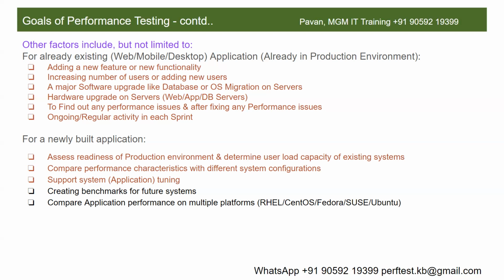Now, suppose one application is newly developed and the client is interested to see on which platform we get better performance, whether on Windows, Linux, or Mac OS. And we have different flavors of Linux operating system: Red Hat Enterprise Linux, CentOS, Fedora, SUSE, Ubuntu. These are the different flavors of Linux.